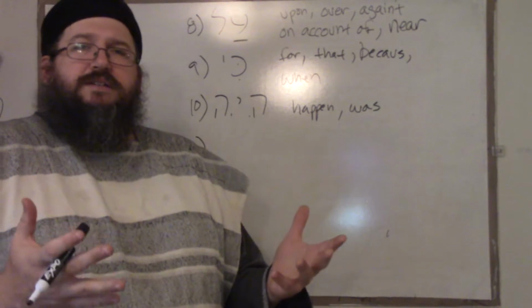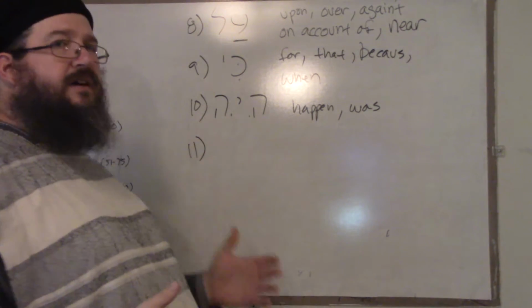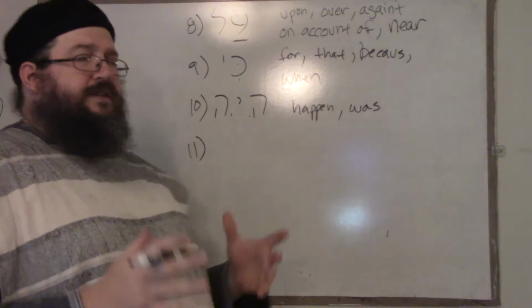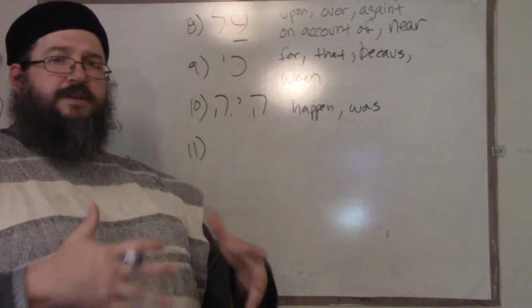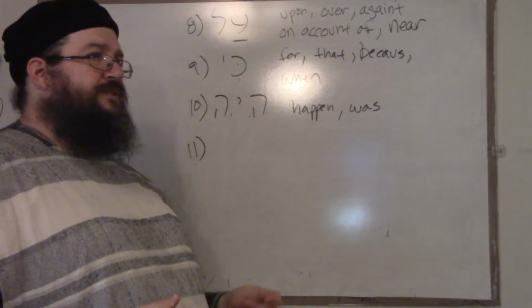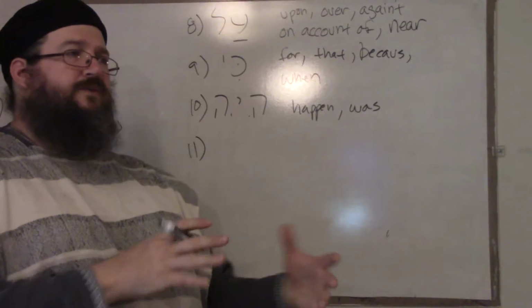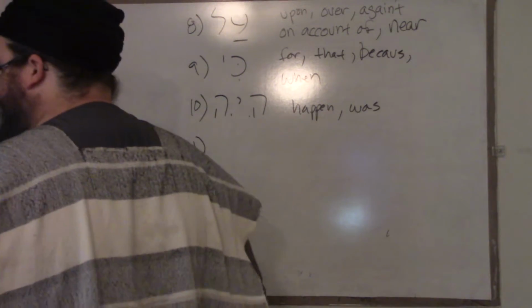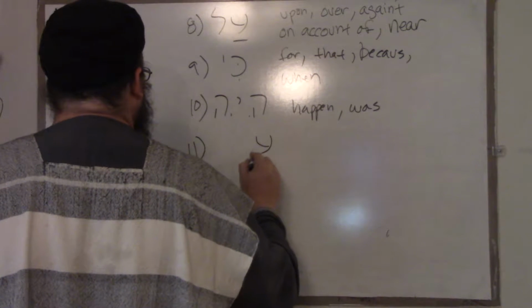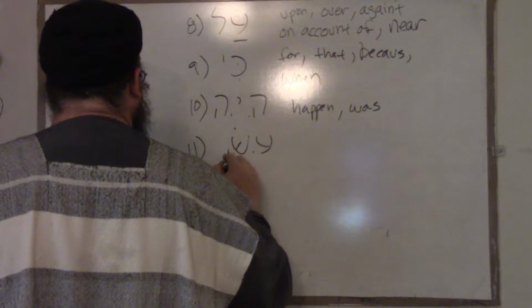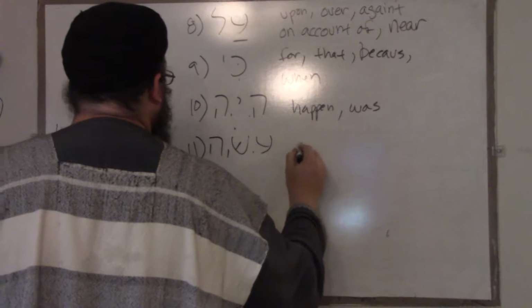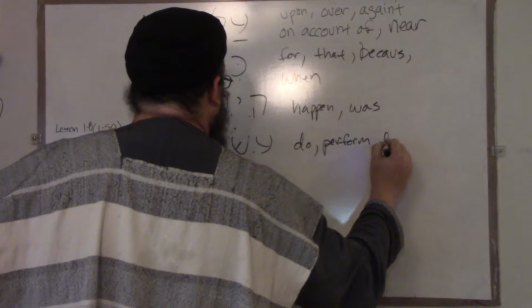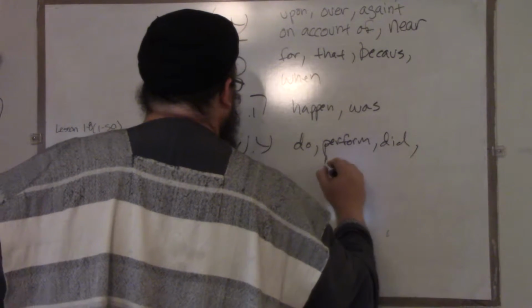Notice I didn't say was using the word haya. So this is something that we would find that it's more common. You would find that the statement of was, or something past tense wise, is normally going to be assumed in a sentence rather than identified like this. The next we're going to find is the root ayin, sin, hey, which is to do, perform, did, made.